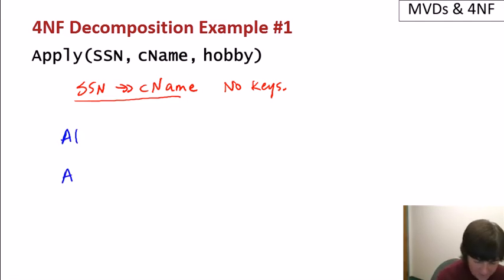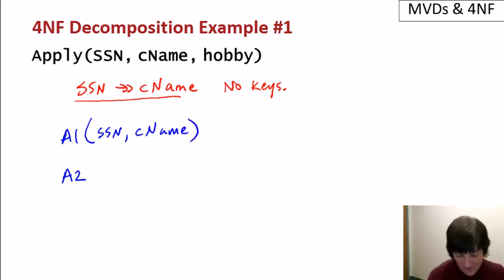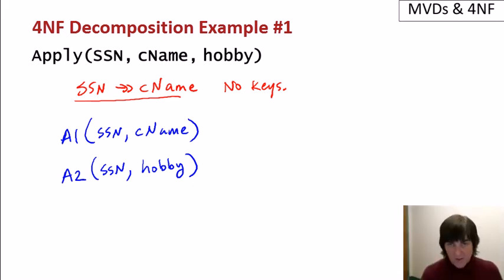We'll call them A1 and A2. The first one has the attributes of the multi-valued dependency, the Social Security number and the college name, and the second one has the left-hand side of the multi-valued dependency as well as all the remaining attributes, which in this case is the hobby.